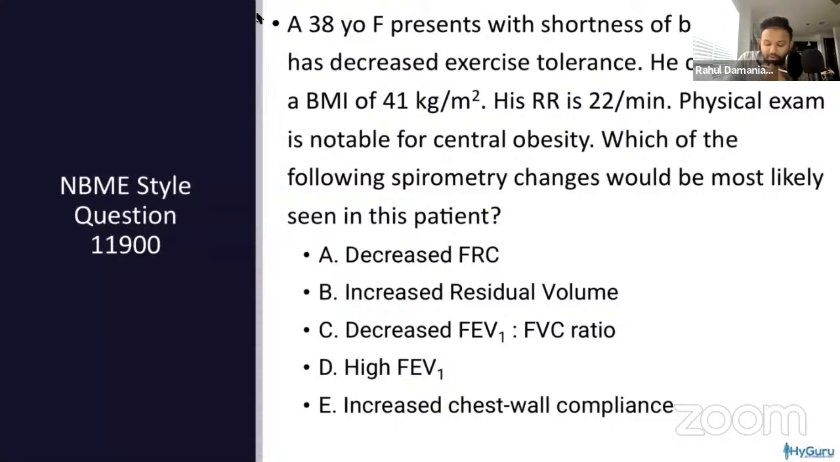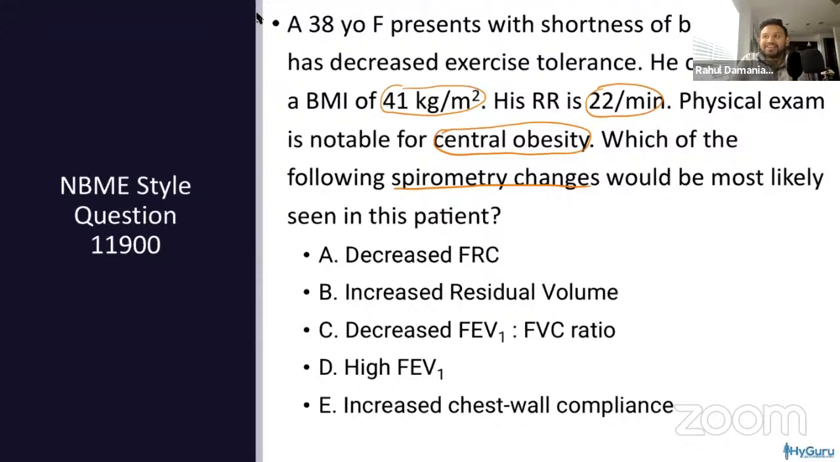A 38-year-old female presents with shortness of breath. She has decreased exercise intolerance. She currently has a BMI of 41, a respiratory rate of 22, and physical exam is notable for central obesity. Which of the following spirometry changes would be most likely seen in this patient? A, decreased FRC, B, increased residual volume, C, decreased FEV1 to FVC ratio, D, high FEV1, or E, increased chest wall compliance.